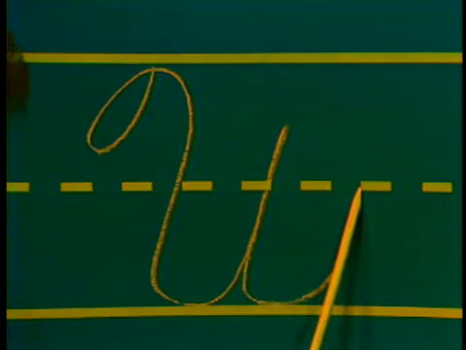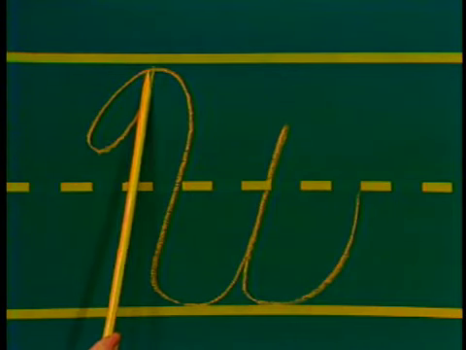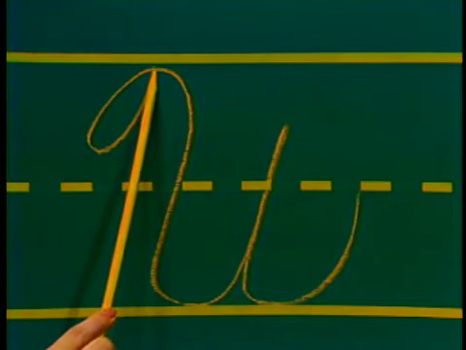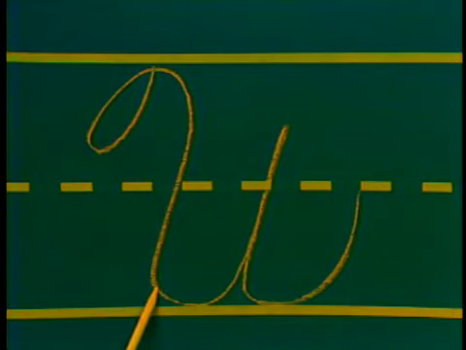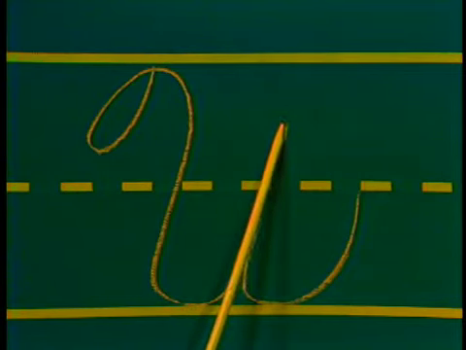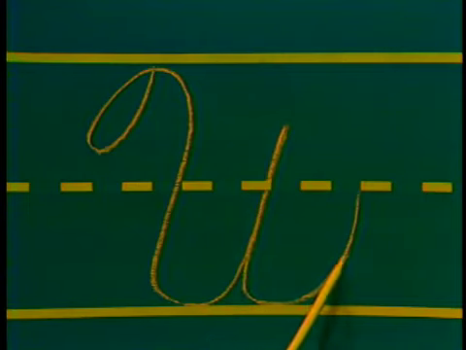Check your U to see that you started at the headline, that you closed your loop, pulled down to the baseline, and then an undercurve up to halfway between the midline and the headline, then a retrace as you come back down, and undercurve to the midline for the finish.